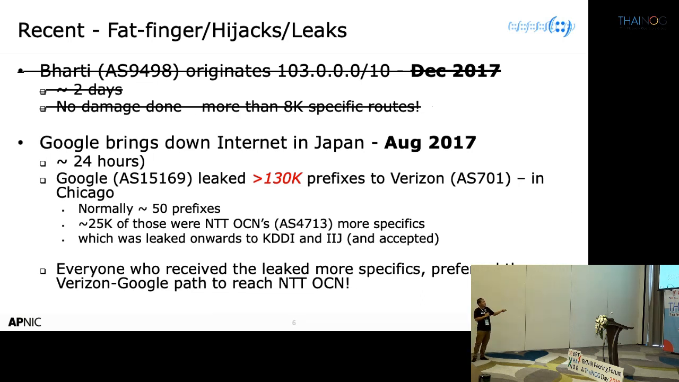If there was a max limit, because normally Google would be seeing about 50 prefixes, but that day they saw about 25,000 prefixes. That's a big jump. Normally we encourage people to have a limit on the number of prefixes you accept from your peer. If they had that threshold configured, there would have been some alerting or some warning that would have popped up in Google's NOC, right?